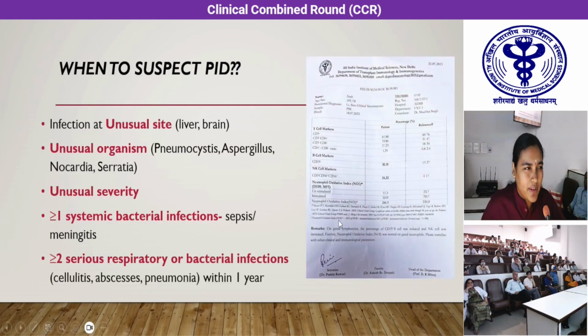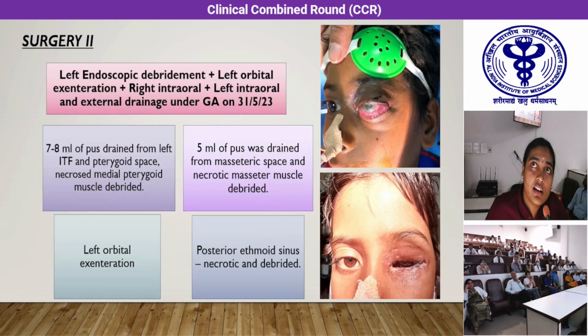So, just a very brief outline about primary immunodeficiency disorder. When to suspect primary immunodeficiency disorder: if the infection is at an unusual site or by an unusual organism like pneumocystis or fungi like aspergillus, nocardia or serratia, and if the severity is unusually high, or if the patient has more than one systemic bacterial infection in the form of sepsis, meningitis, pneumonia, or more than two serious respiratory or bacterial infections in the past year, like cellulitis, osteomyelitis, abscess, or pneumonia.